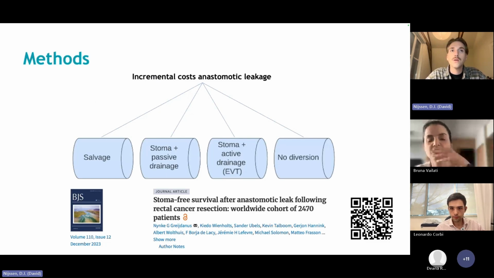The other groups are, first, the one you see on the left side, the passive drainage group, which is a more conventional treatment of anastomotic leakage, leaving a drain inside the abdomen and creating a diverting stoma. The one you see on the right is a more modern approach with the emergence of endoscopic vacuum therapy, where you use negative pressure systems to assist your drainage. And on the far right side, you see the no diversion group, which is a more conservative approach, probably also associated with the least severe leaks, treating, for example, with antibiotics.